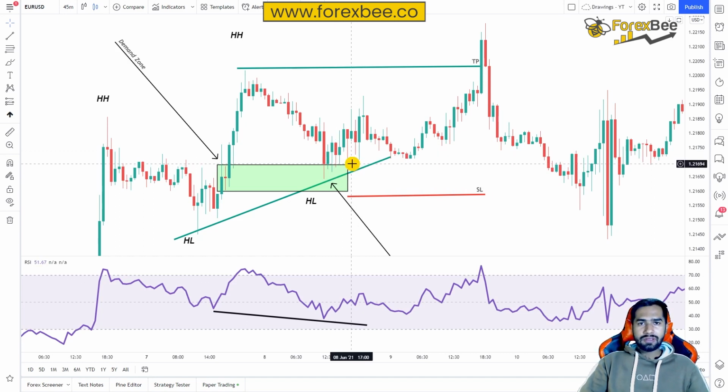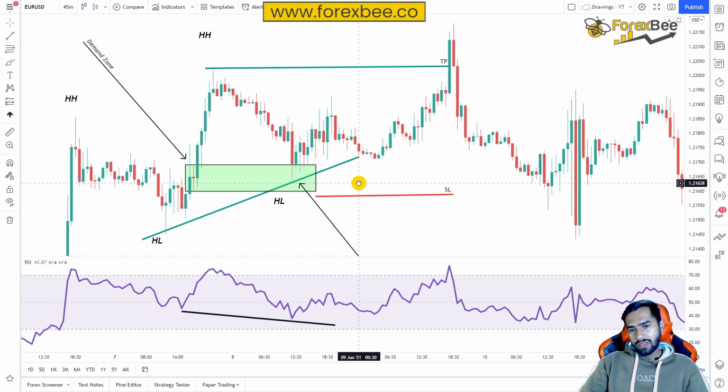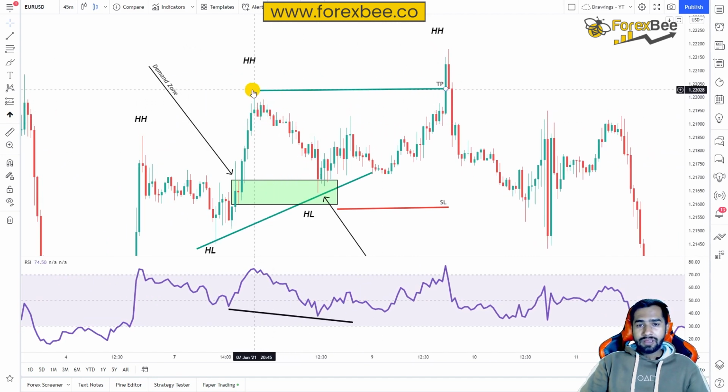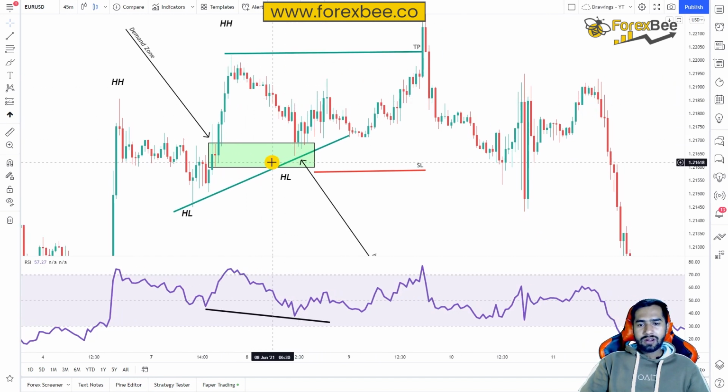If the breakout happens in the bullish direction, that means the bullish trend is going to continue. And if the breakout happens in the bearish direction, that means the bearish trend is going to continue. From here we can see that the breakout happened in the bullish direction, which means the market will move in the bullish direction. Here our take profit would be at this previous higher high which the market formed, and our stop loss would be just below the key level or key zone that we had detected.